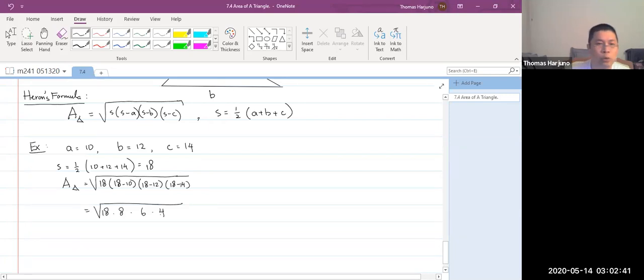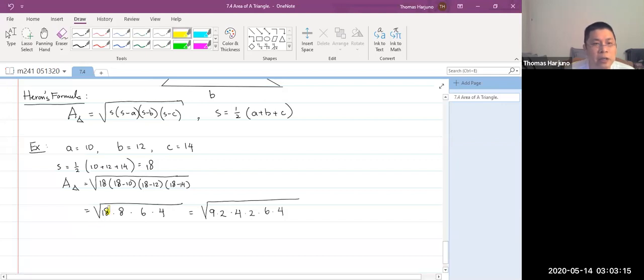Now, of course, when you compute this, try your best not to use the calculator too early. At times I will, if I think it's actually doable with a nice number, like maybe with a radical, then I may ask you to do so. Okay, now to compute that in a nicer way, you may want to prime factor it like this. The 18 is actually 9 times 2, right? The 8 is 4 times 2. And then you have 6 times 4.